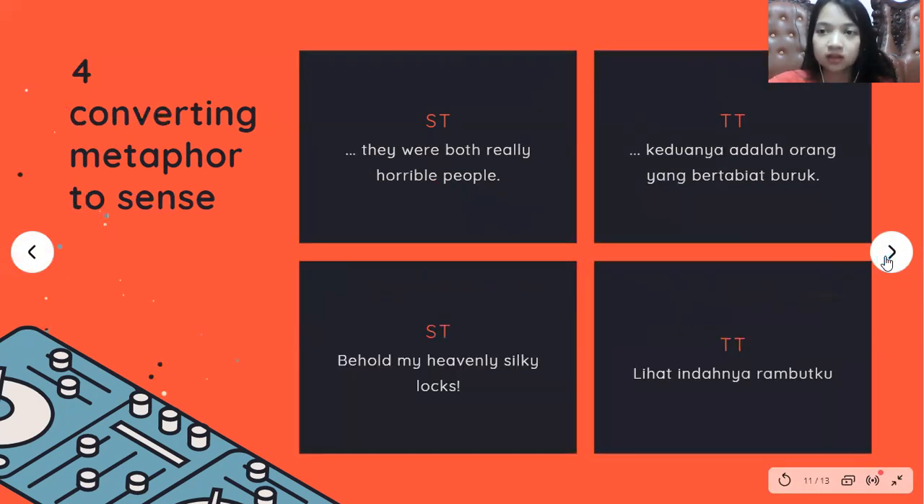And the last strategy is converting metaphor to sense. So it also involves a change in the form, as the metaphor is translated into a non-metaphorical form. In the example, "they were both really horrible people," the horrible people in this metaphor is translated into "keduanya adalah orang yang bertabiat buruk."